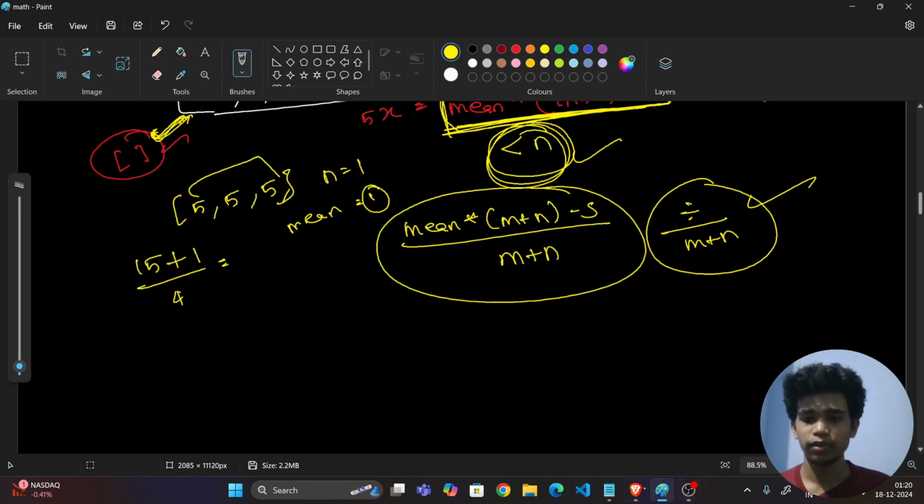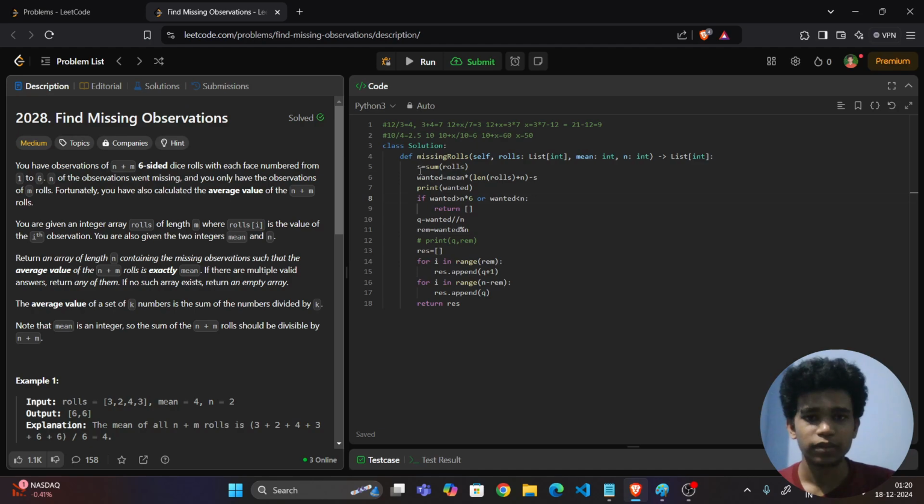Now let us see the coding part. See here. First of all, s is equal to the sum of rolls, and wanted is equal to mean into the total number of observations minus the sum. Now, if wanted is greater than 6n, it means it is not sufficient. Or if wanted is less than n, it means even if I apply 1 as every missing value, it is not satisfied. Then I will return just an empty list. Then q is equal to wanted divided by n. Then remaining is equal to wanted mod n.